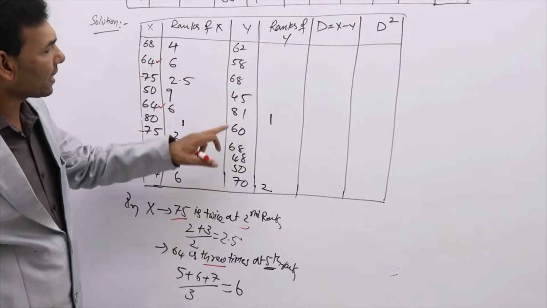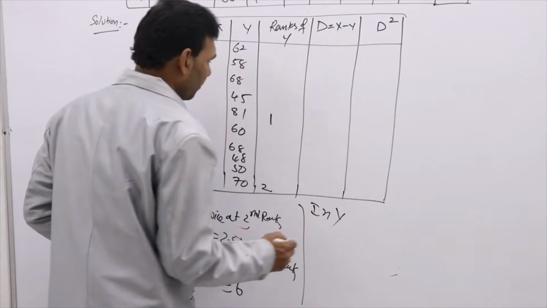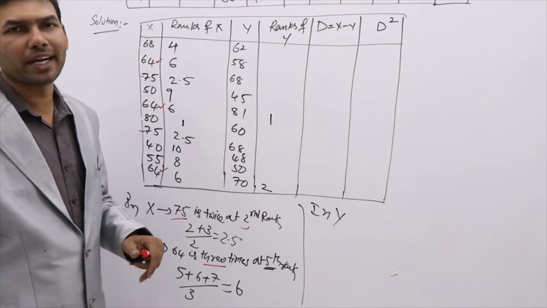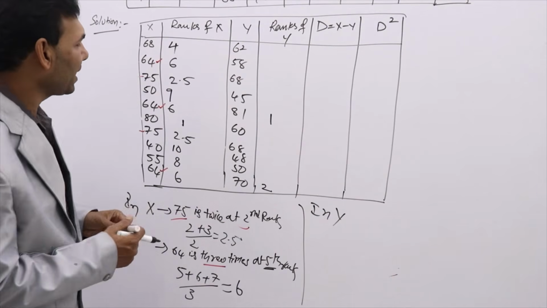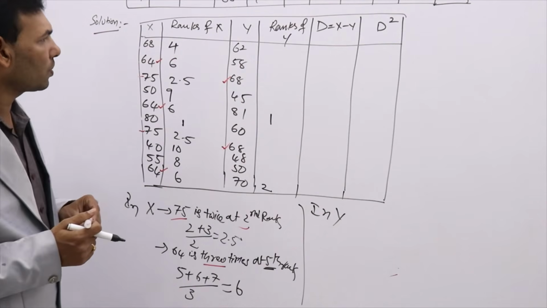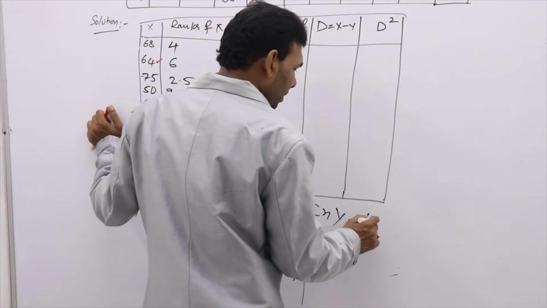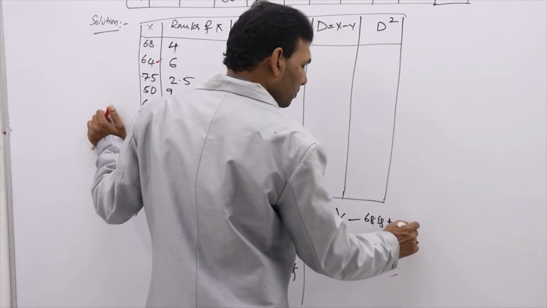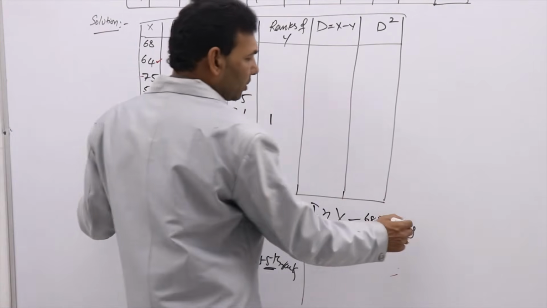Next highest will get third rank in Y. So before giving ranks, you need to check whether the value is repeated or not. Second rank 70. Next rank 68. But 68 is repeated. 68 is repeated 2 times. So in Y, 68 is 2 times. 2 times we are having. At which rank? At third rank.